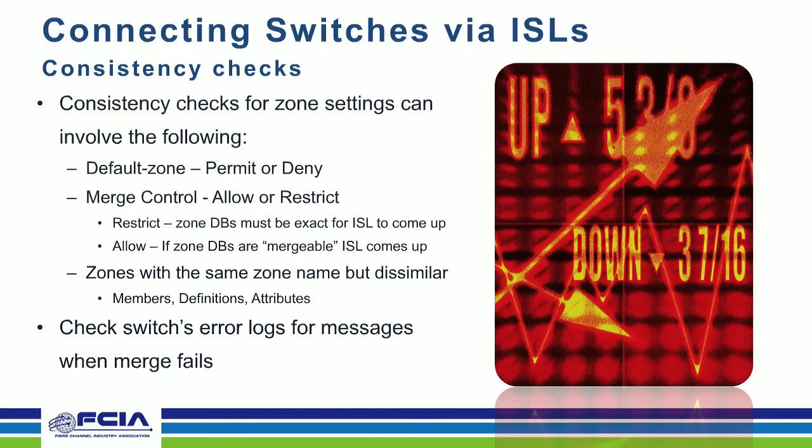Zones with the same zone name but different members, definitions, or attributes will typically not be allowed to come up. That will result in a zone conflict. If there's any issue with the zone merge, typically some sort of error message will be relayed back to the user. And in this case, the user will then check the switch's error logs for messages on how to take corrective action.